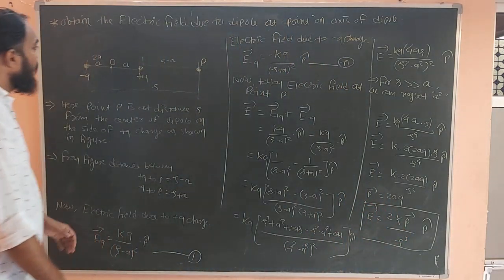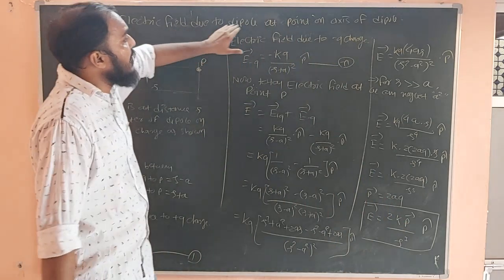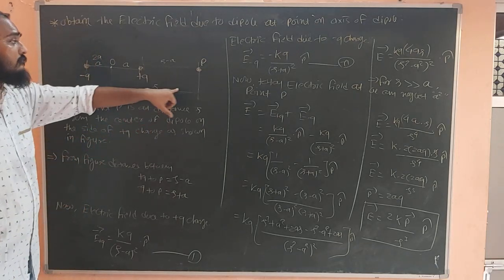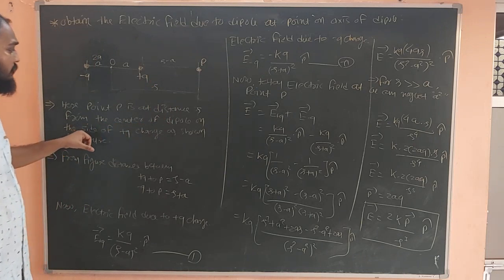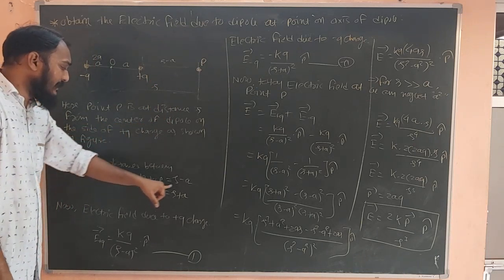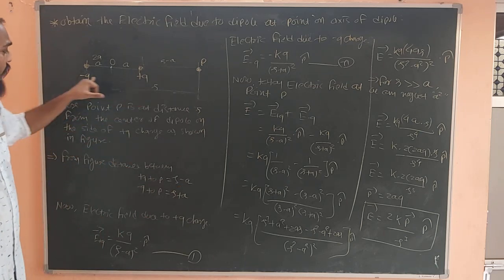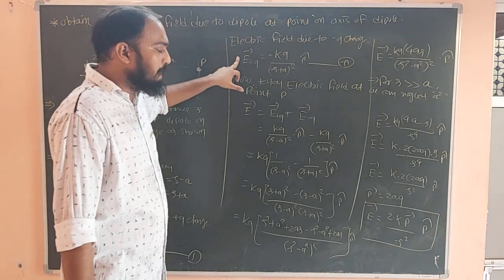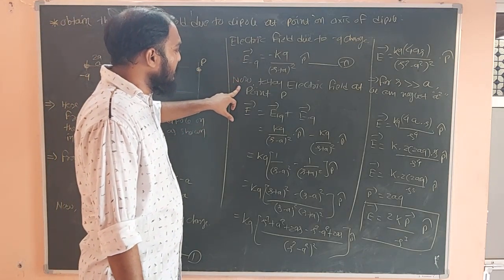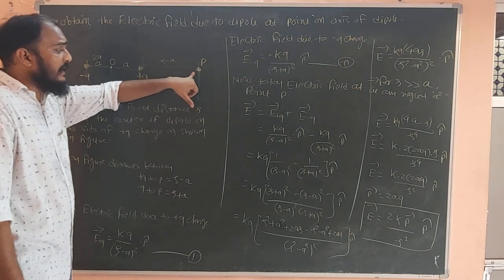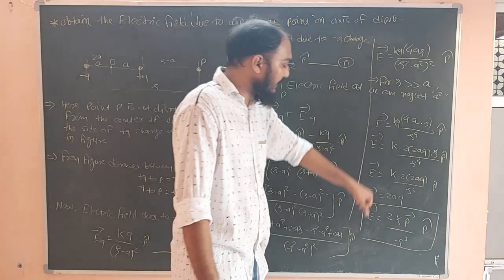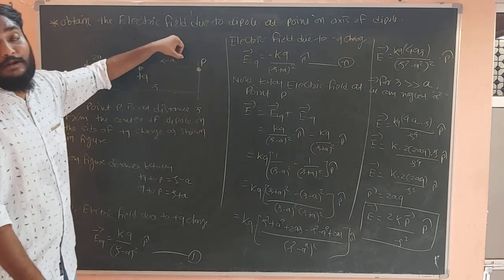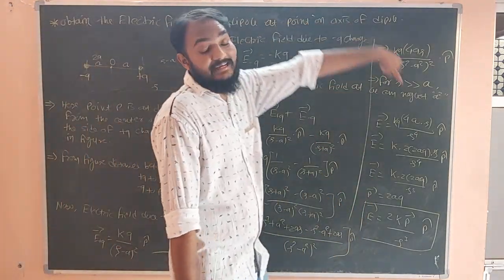Once again, what we have obtained? Electric field due to a dipole at a point on the axis of a dipole. Point P is at the distance r from the center of a dipole, and we have taken the distance as r minus a from the positive charge, and from the negative charge, r plus a. We find separate electric fields of the charges. Now we will add those electric fields at point P. Simplify this and we will get the equation E is equal to 2kp by r cube. This is your equation of electric field due to a dipole on the axis of a dipole.